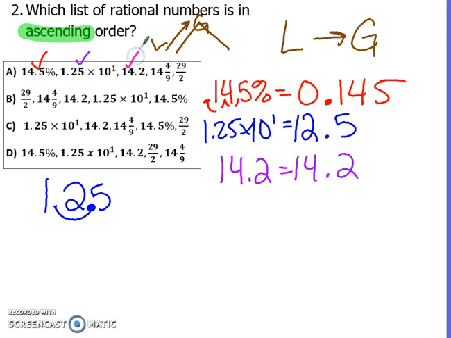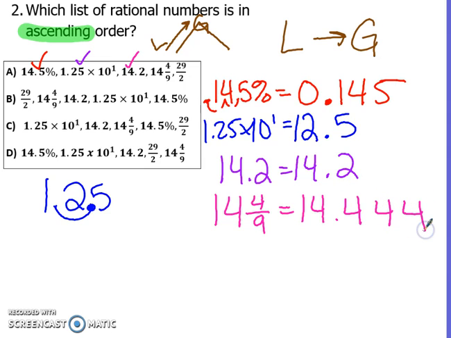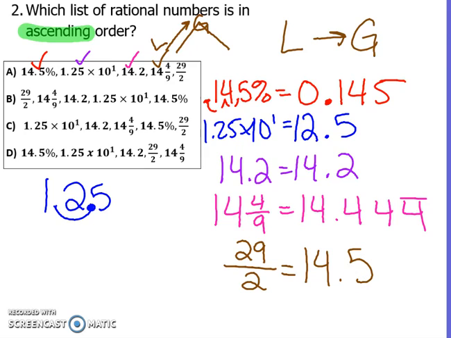And then I've got 14 and 4/9. That tells me that 14 is my whole number. And then 4/9 I put into my calculator, 4 divided by 9, and I should get 0.4 repeating. Once again, I'm going to go 3 decimal places, so I'm good there. If you really wanted to be fancy, you could do the line, but it doesn't really matter, to be honest with you, just for when we're comparing and ordering. And then the last one is 29 halves. So I would put in my calculator 29 divided by 2, and I get 14.5.